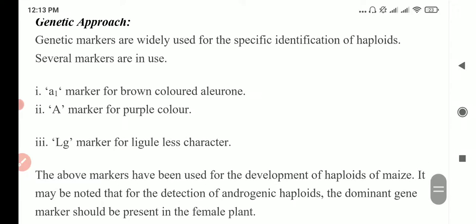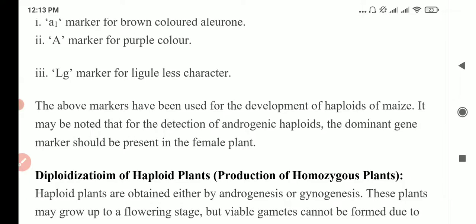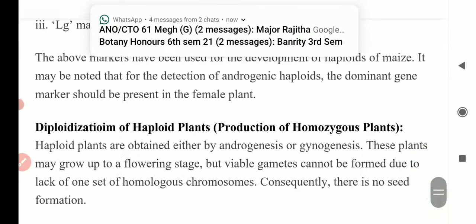So the genetic approach will be, we can have some genetic markers. The A1 marker for brown colored aleurone, the A marker for purple color, the LG marker for ligule-less character. The above markers are used for the development of haploids of maize.